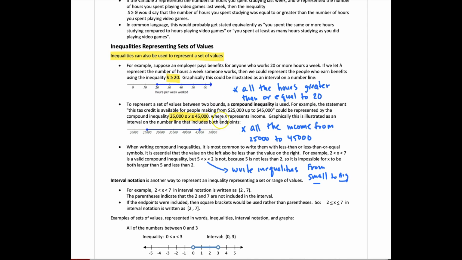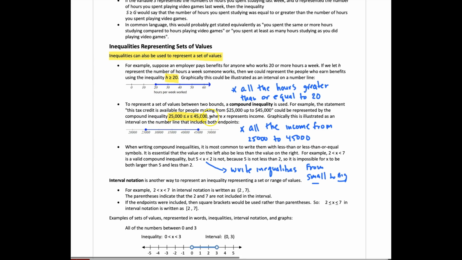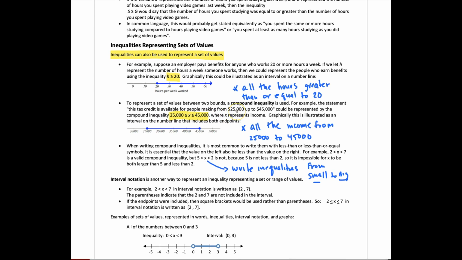Here's another set of situations. Let's suppose you get a tax credit for anyone making from 25,000 to 45,000. Here are the symbols you would use. Notice the less than or equal to sign. Notice that we write the inequalities from small numbers to big numbers. And again, you can see this picture here.